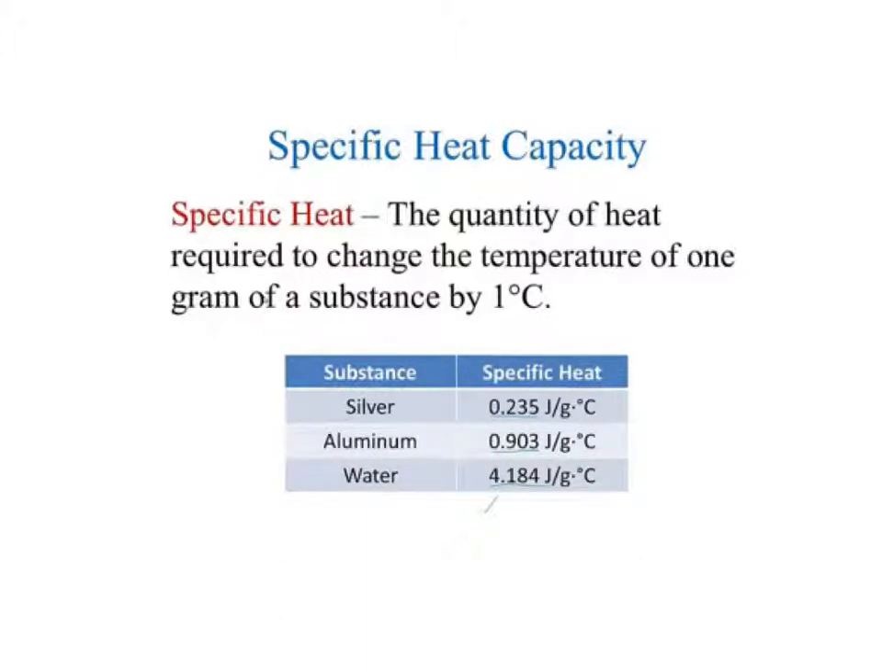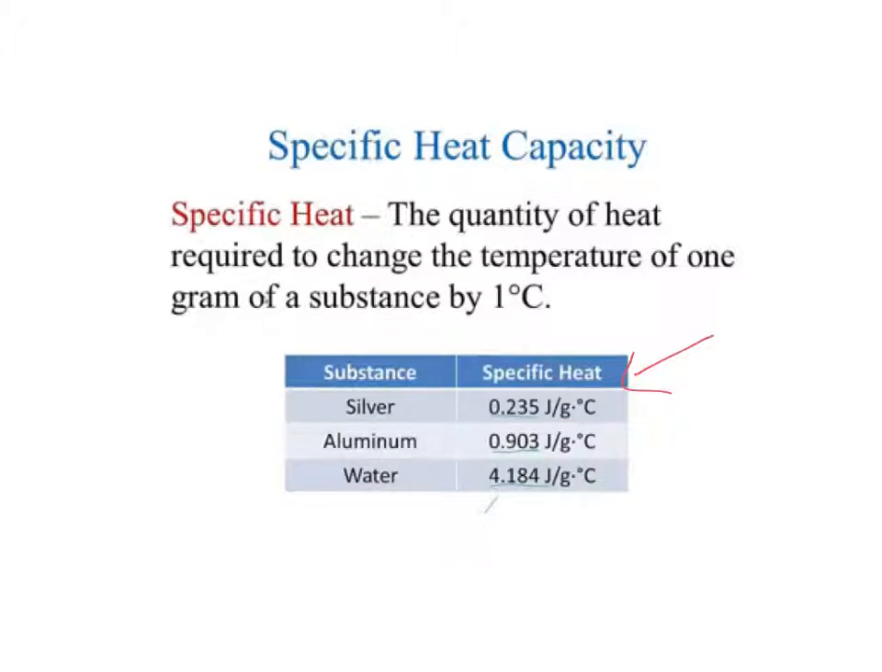If you had a little hunk of silver, the specific heat of silver is 0.235 joules per gram times a degree Celsius. What that means is that if I started heating some silver, it would take 0.235 joules of energy before that gram nugget of silver's temperature rose a whole degree.